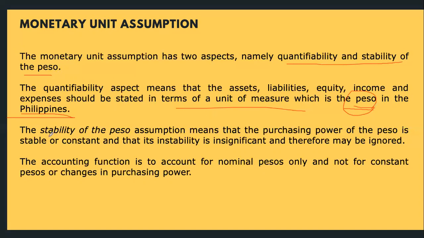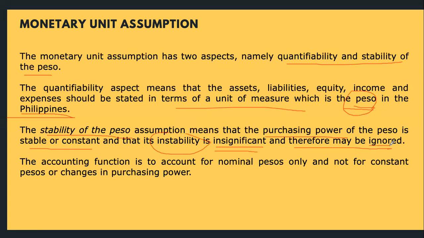Then the stability of peso assumption means that the purchasing power of the peso is stable or constant and that its instability is insignificant and therefore may be ignored. So, stability of peso, di ba? The assumption means na the purchasing power, di ba? Ang purchasing power sa isa ka entity of the peso is stable or constant. So, stable or constant siya, and if its instability is insignificant, so dili na necessary nga kung dili ba stable or dili. So we assume that the purchasing power is stable or constant, and if the instability is insignificant, therefore may be ignored.